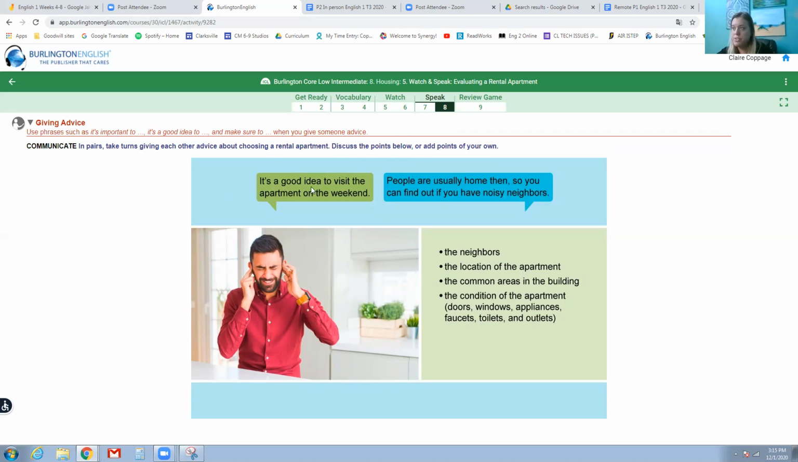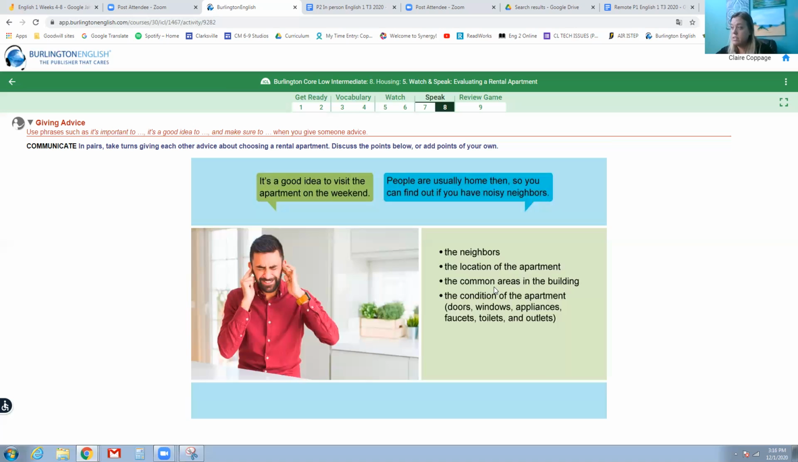So, for example, it's a good idea to visit the apartment on the weekend. People are usually home then, so you can find out if you have noisy neighbors. Maybe you say, it's a good idea that you like the location of the apartment. Make sure to check the common areas in the building.